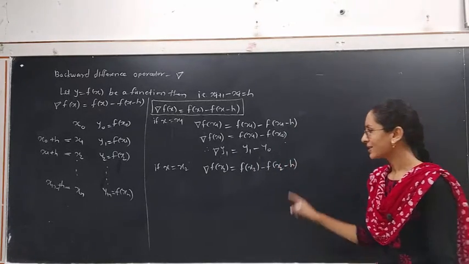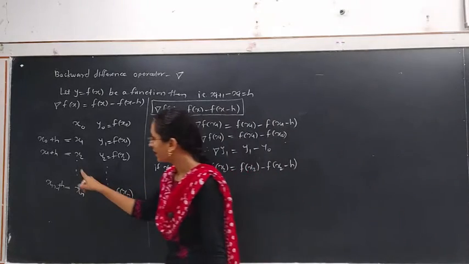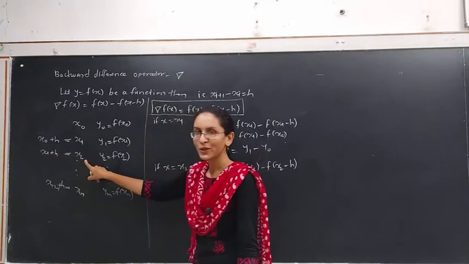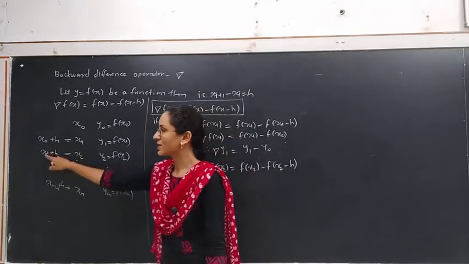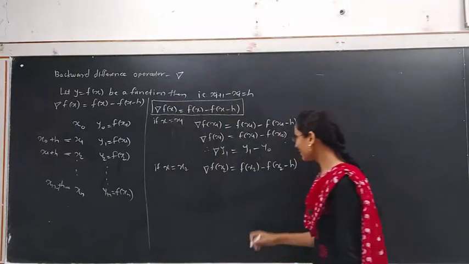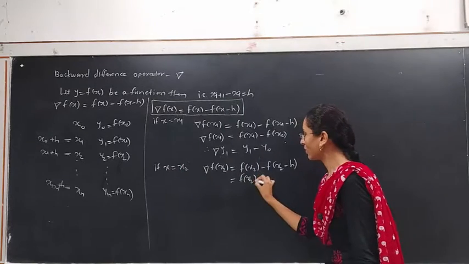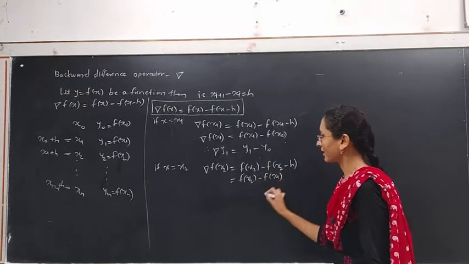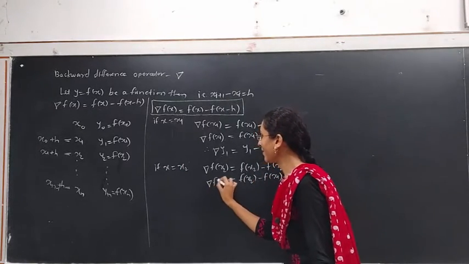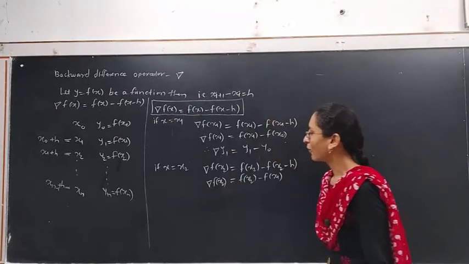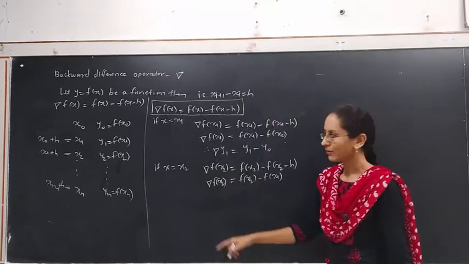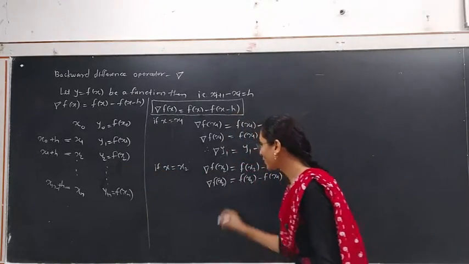What is x2 minus h? See, x1 plus h is equal to x2, hence x2 minus h is the value of x1. This is equal to f of x2 minus f of x1. This is the value of del f of x2. What is f of x2? f of x2 is y2.